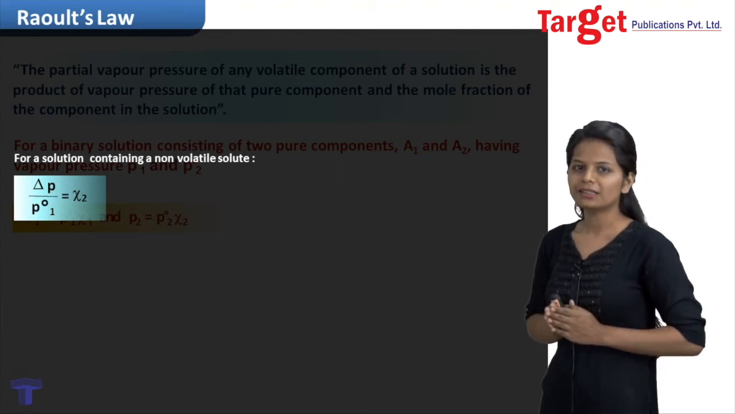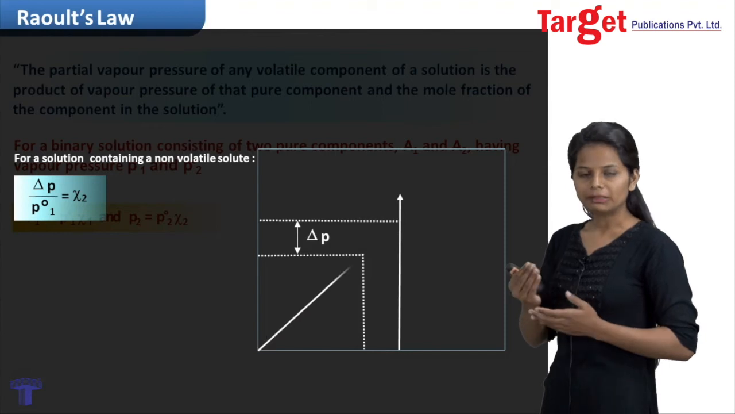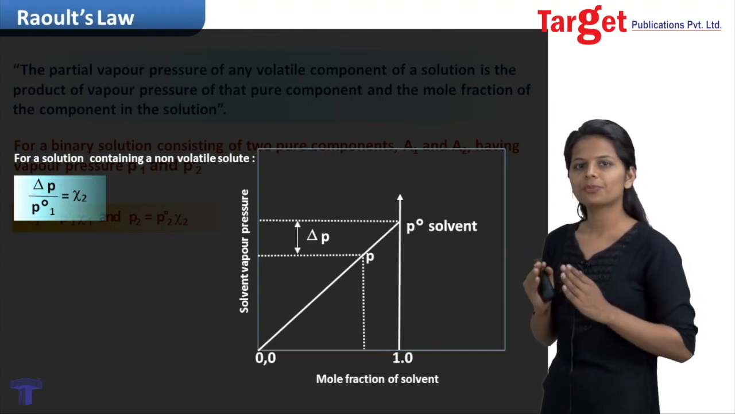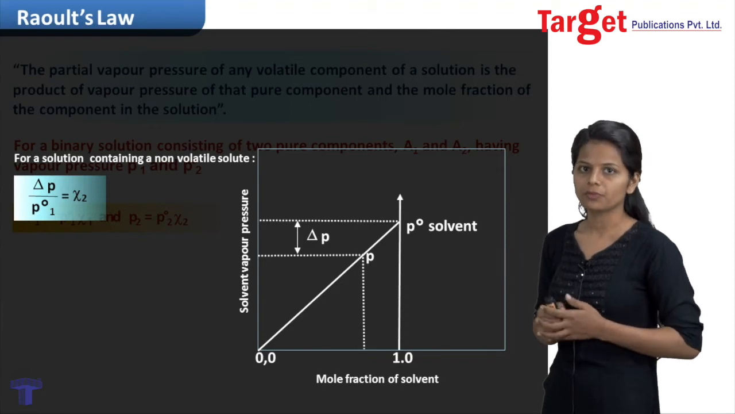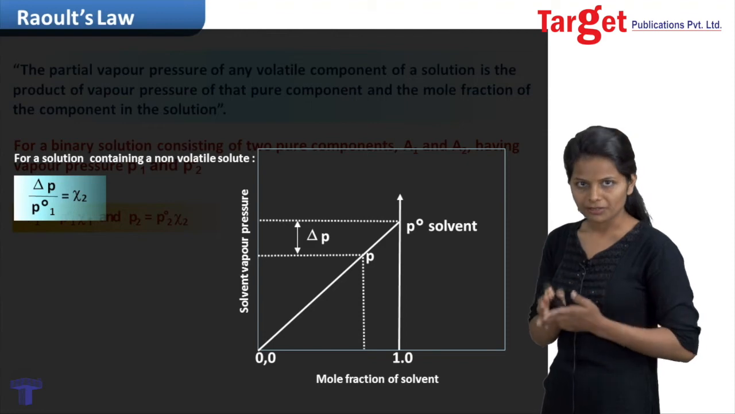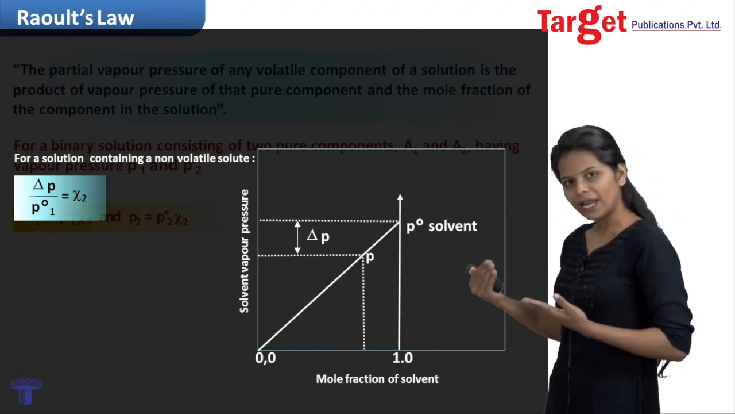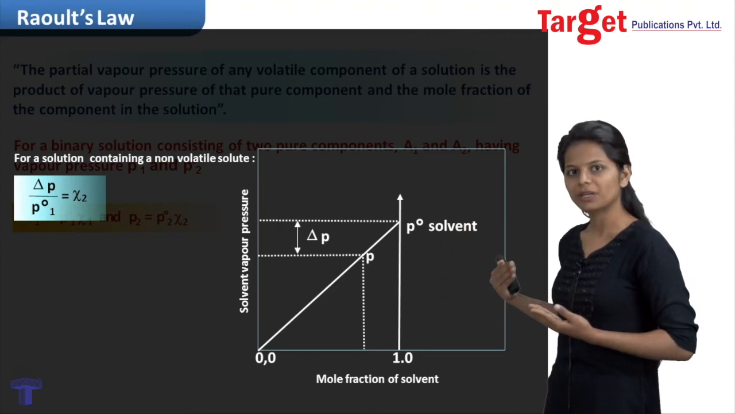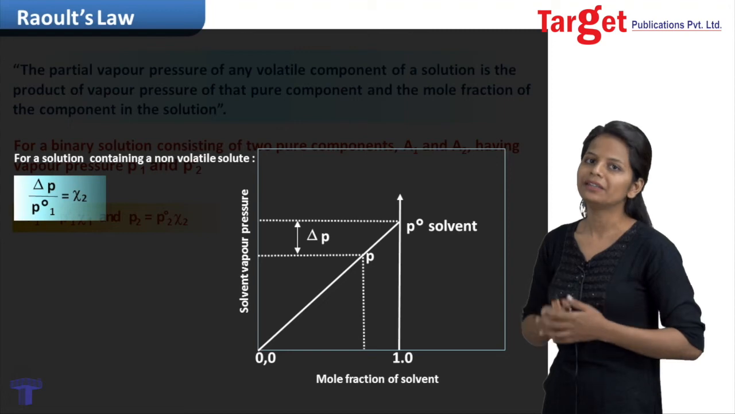Now, let's try and understand this graphically. As you can see, on the x-axis we have the mole fraction of pure solvent and on the y-axis we have the vapor pressure of solvent, and there is a linear graph for this. As you go on increasing the mole fraction or the content of solvent present in the solution, the vapor pressure will go on increasing linearly.